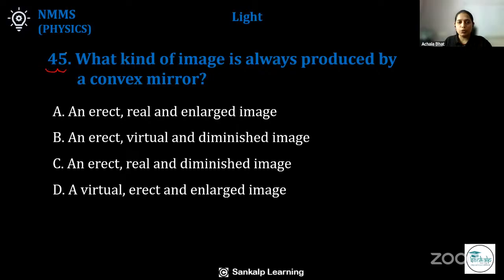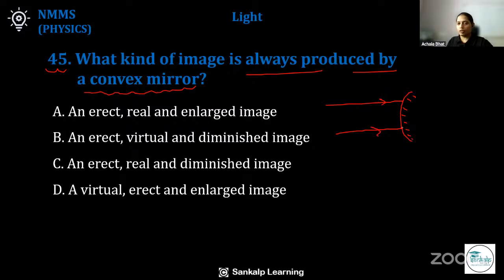Let us see question number 45 of NMMS Physics chapter Light. What kind of image is always produced by a convex mirror? Okay, a convex mirror is called a diverging mirror. This is a diverging mirror. Now, when light rays fall on this diverging mirror, or convex mirror, they diverge like this.